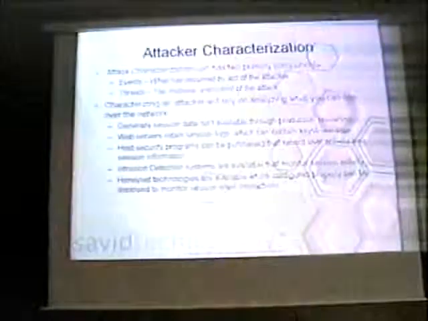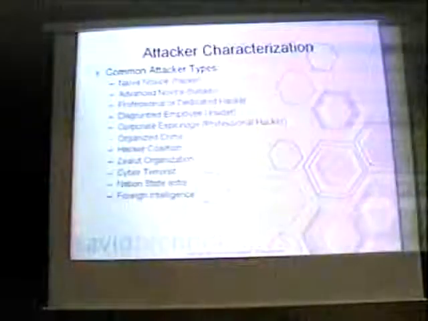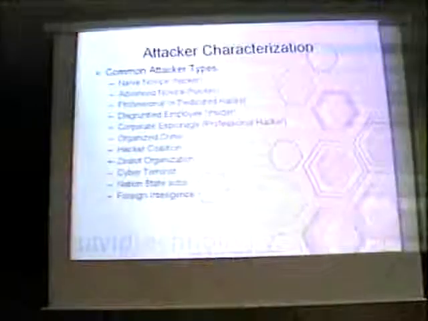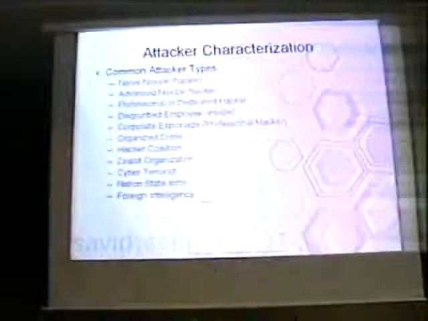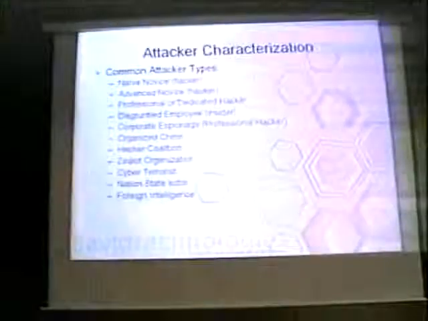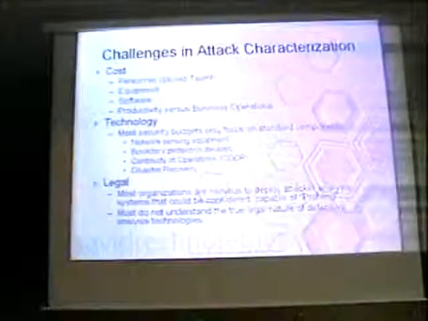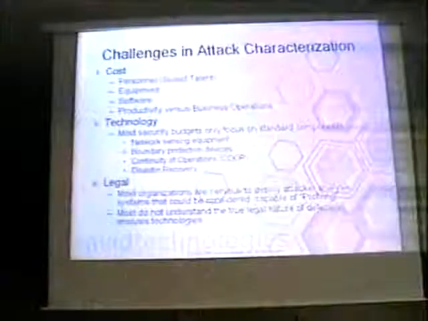Okay. These are common attacker types, and I'm sure everyone in the room has seen this several dozen times. I just had to put it out there. We're actually building a tool, which I'm going to talk about at the end, that kind of does this and puts roles or types to attackers as we see them go through the system. Main challenges in attacker and attack characterization. There's a lot of cost to it.